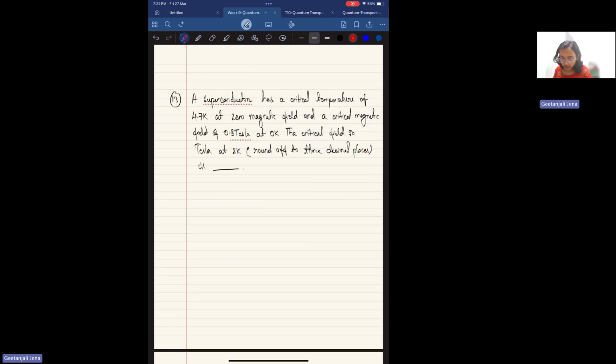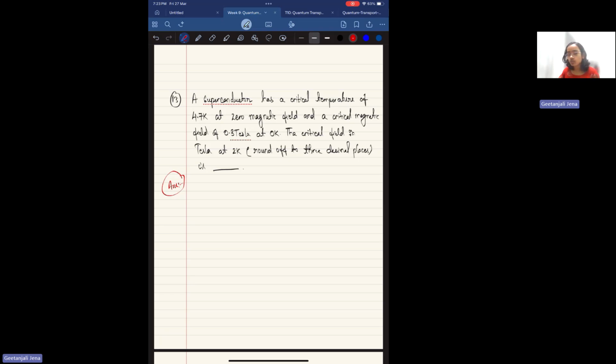Question number 13, it's a numerical question. So there is a superconductor which has a critical temperature of 4.7 Kelvin at zero magnetic field and a critical magnetic field of 0.3 Tesla at 0 Kelvin. What is the critical magnetic field in Tesla at 2 Kelvin? Round off to 3 decimal places. So you need to calculate the critical magnetic field at a given temperature 2 Kelvin in the unit Tesla. Okay, I will give you some time, let's say 2 minutes. Just try to solve it, then I will go through the steps.